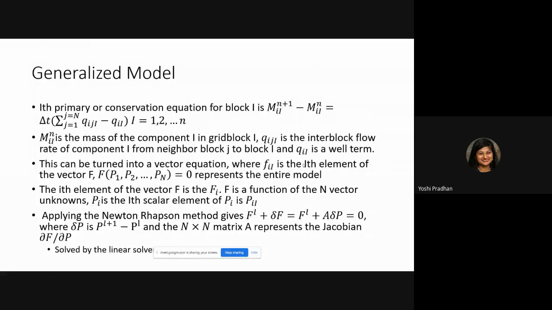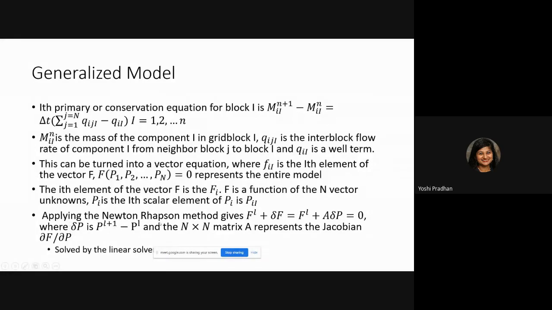This can be turned into a vector equation where f_i is the ith element of the vector f, and 0 equals f for the entire model. The ith element of the vector f is f_i. F is a function of the n vector unknowns, and p_i is the ith scalar element of p, which is p at the i grid block.